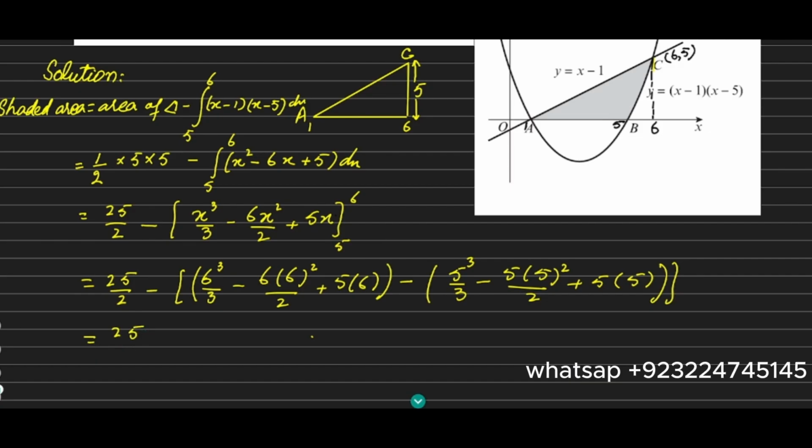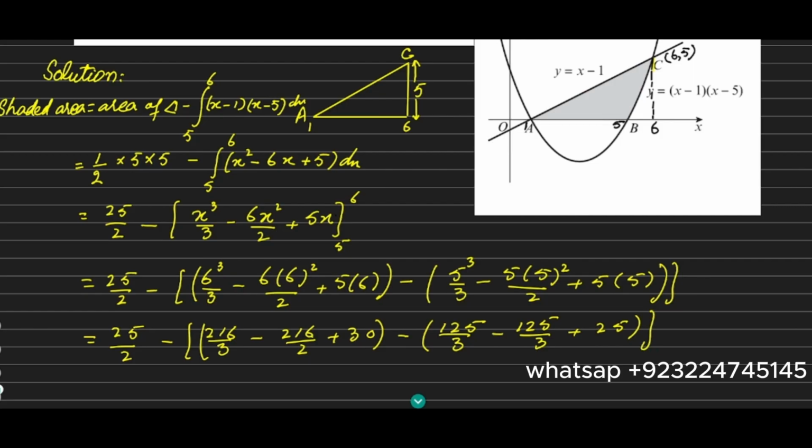Now 25 by 2 minus, we will get 6 cubed, which is 216 by 3, minus 6 into 36 by 2, that is 216 by 2, plus 5 into 6, 30. The first one minus 5 cubed, 125 by 3, minus 5 into 25, 125 by 2, plus 5 into 5, 25.